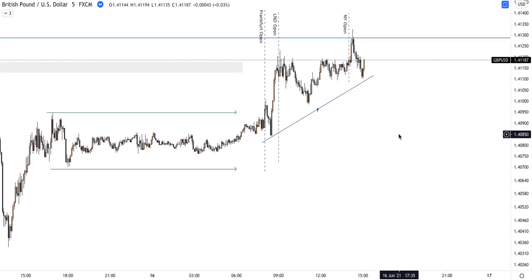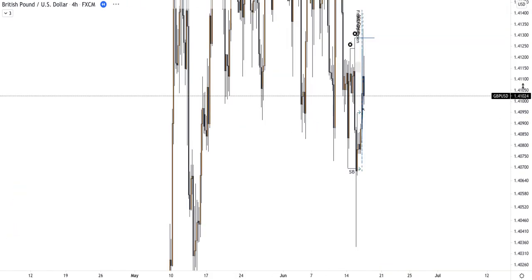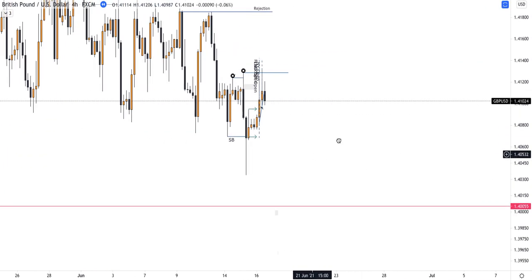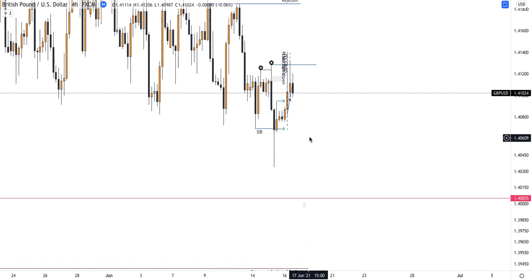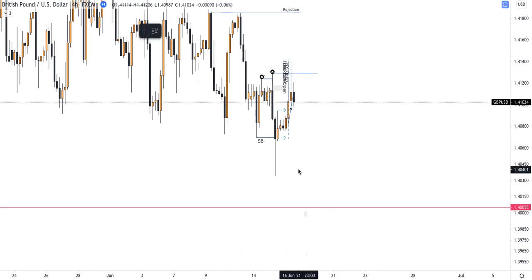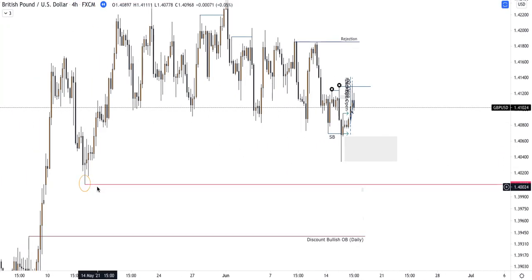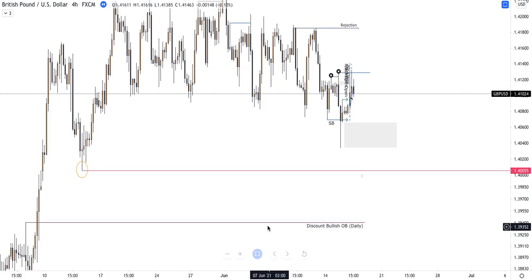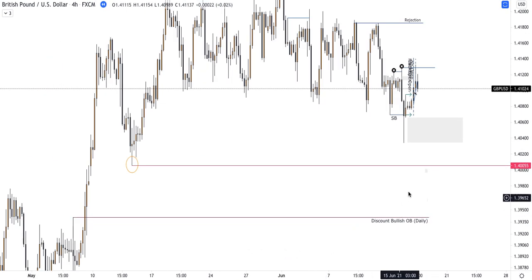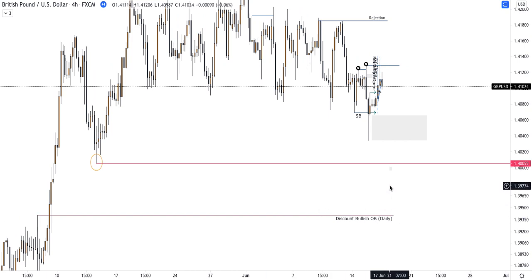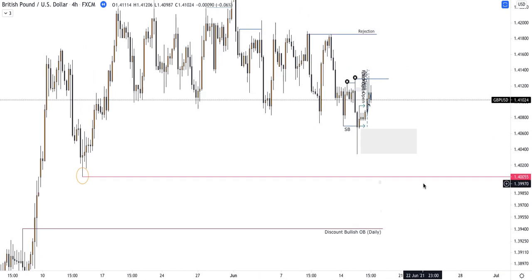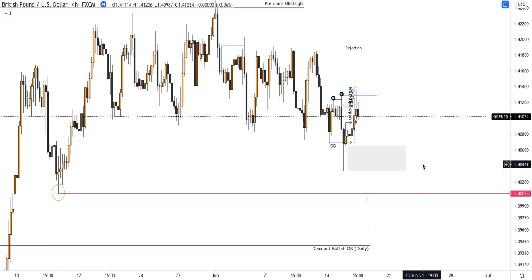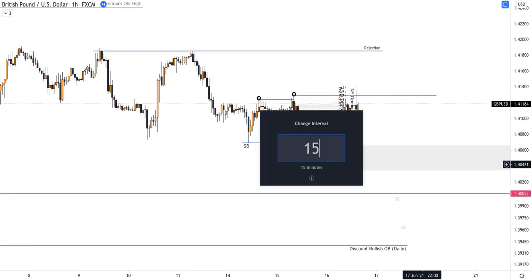And just going back to the 4 hour, usually 4 hour wicks get filled sometime in the present or the future. So looking for price to come and fill this volume. And on the daily, we have this low to get tapped, and we have this discount bullish order block on the daily. So those are all the targets that we know we need to reach from a higher time frame perspective.